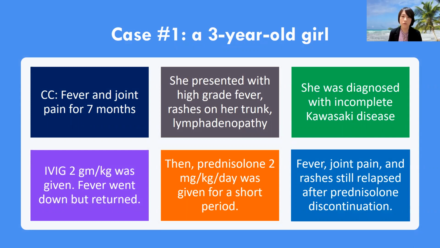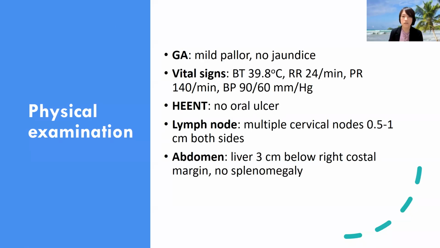The fever went down, but it returned again. Then prednisolone 2 milligrams per kilo per day was given for a short period. She felt better at that time, but after discontinuation of the steroid, the fever, joint pain, and rash returned again. On physical examination, she had mild pallor along with high-grade fever, tachycardia, multiple lymphadenopathies, and mild hepatomegaly.